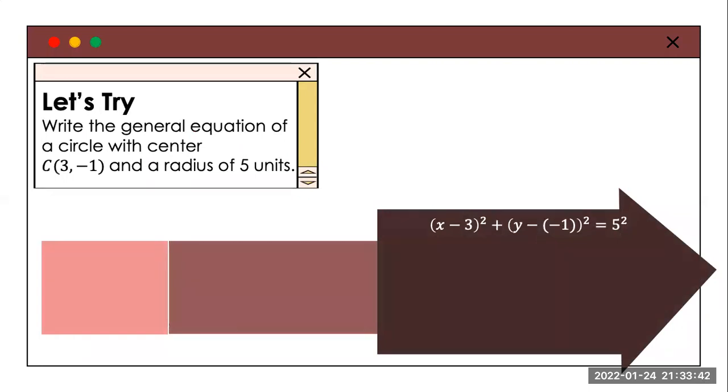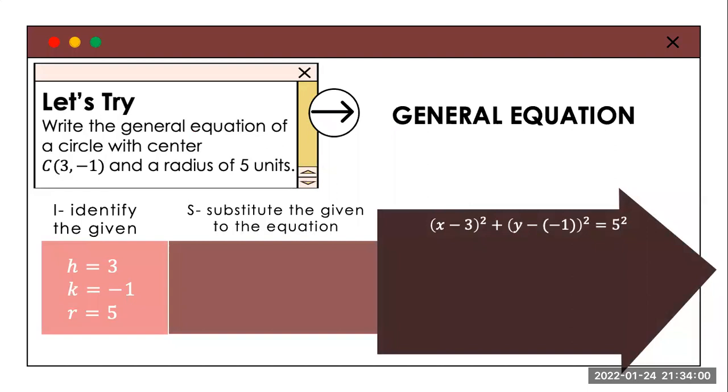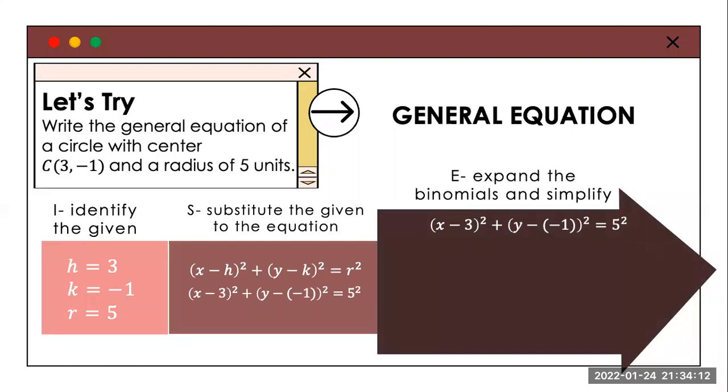So, paano po natin isi-solve yun? Actually, gagayahin lang natin yung step kanina. But instead of ISS, magiging ISE na siya. Paano yon? So, for us to be able to get the general equation, identify mo muna yung given, your h, k, and r. Substitute. So, ano yung formula na gagamitin? Yung formula pa rin natin sa standard equation. So, palitan si h, palitan si k, and then, of course, palitan si r. And lastly, instead of simplify and square, i-expand na natin ang binomials bago isi-simplify. Okay? Kaya ganito yung itsura natin ng ating equation dyan.